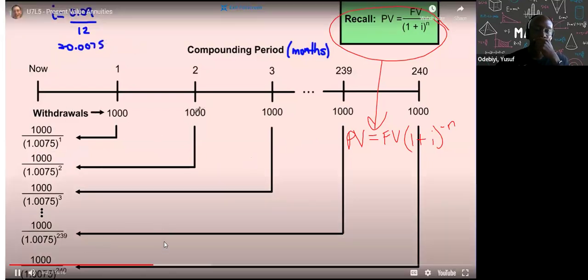The withdrawal that we're going to make 2 months from now, well, to find the present value, I'm going to bring that back to total. Okay, I'm going to fast forward a little bit. So he's doing each timeline.